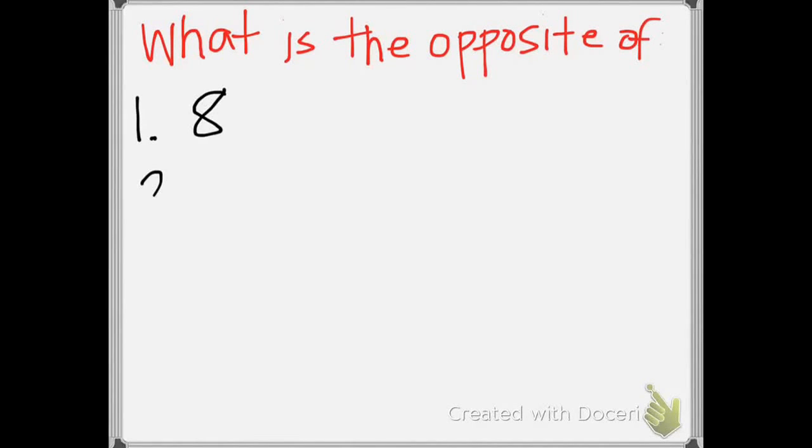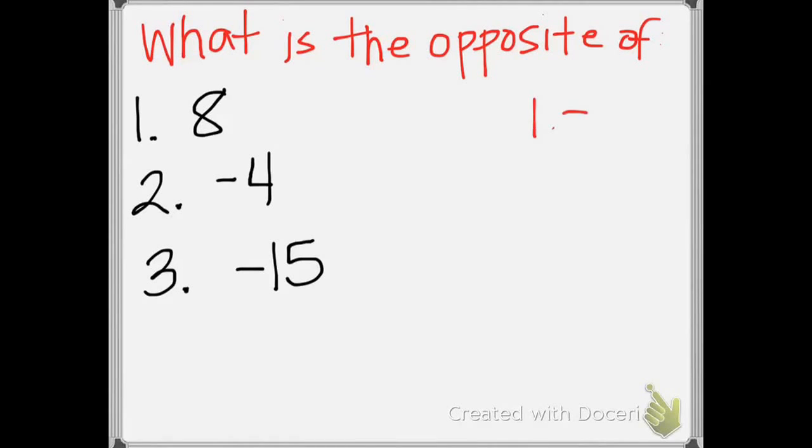Next couple things that we do here, I want you to do these on your notes. I want you to find the opposite of 8, -4, and -15. If you need to use a number line for that, feel free. Hit pause on your browser to be able to answer these questions. And when you're done, whether you've drawn a number line or just been able to figure these out in your head, the answer would be number 1, the answer is -8. Number 2, the answer is +4. Number 3, the answer is +15.